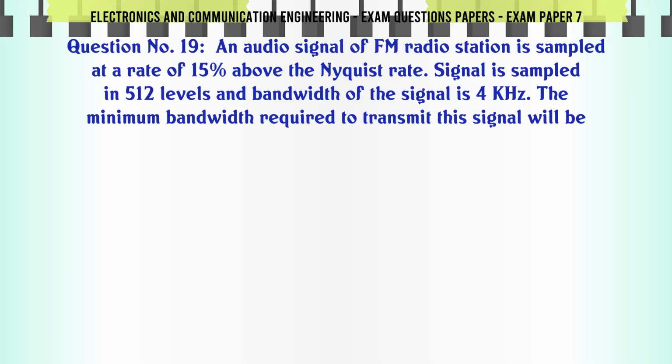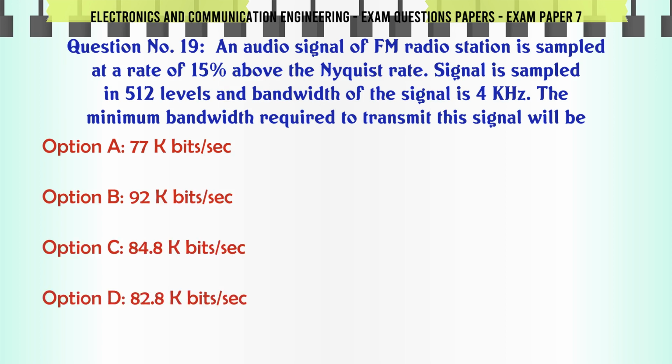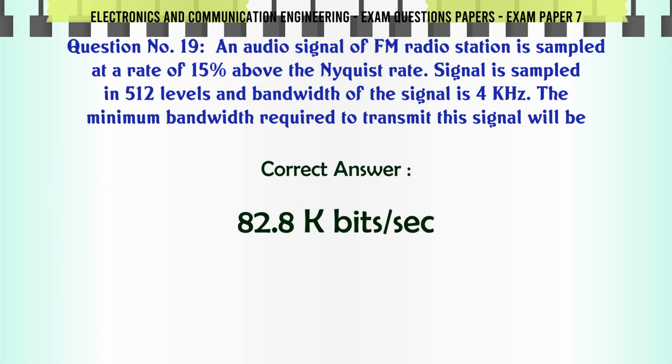An audio signal of FM radio station is sampled at a rate of 15% above the Nyquist rate. Signal is sampled in 512 levels and bandwidth of the signal is 4 kHz. The minimum bandwidth required to transmit this signal will be A 77 kbits/sec, B 92 kbits/sec, C 84.8 kbits/sec, D 82.8 kbits/sec. The correct answer is 82.8 kbits/sec.